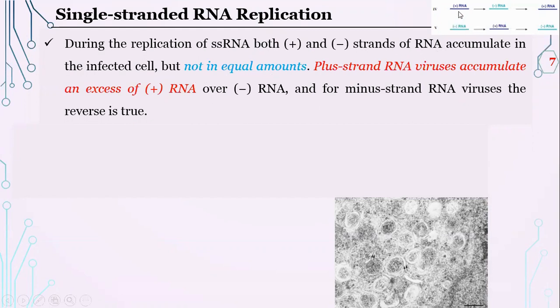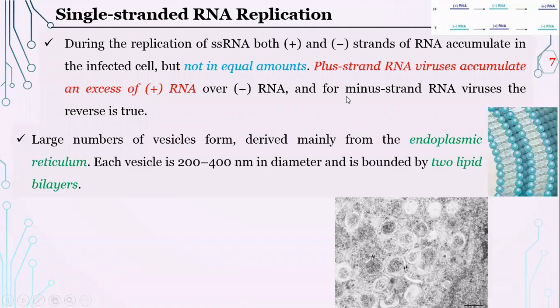In plus-stranded RNA viruses, plus RNA strands will be in excess. And for minus-strand RNA viruses, the reverse: the negative sense strand will be in excess. And a large number of vesicles during the infection, if you can see, sir, the double vesicle membrane... excuse me, they are produced. Gigi, please.